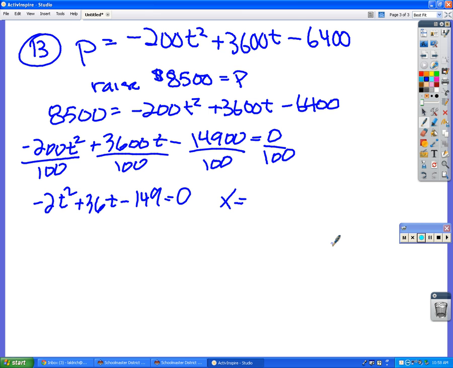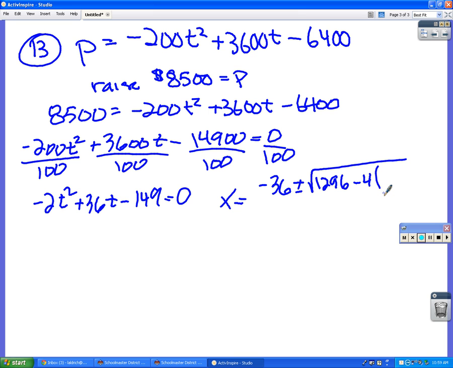All right, so opposite of B, Carson. Opposite of B would be negative 36. Very nice. Get your calculators ready. Plus or minus the square root of B squared. What's 36 squared, Isaiah? 1,296. Okay, thank you. Minus 4 times A, which is negative 2, yep, times C, which is negative 149. Very good. All over 2 times A, which is negative 4. Okay? So that's just plugging everything in.